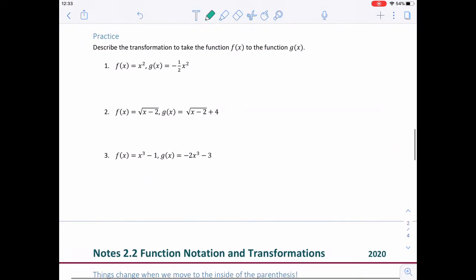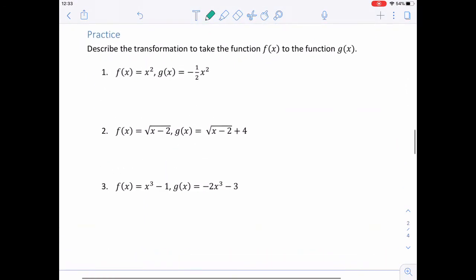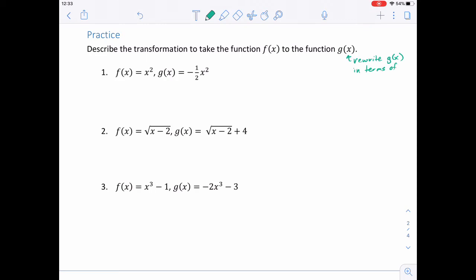So take a second, pause this video, and try these 3 problems on your own. See if you can describe how they've been transformed by taking the function f of x to g of x. So basically we want to rewrite g of x in terms of f of x. So pause this video, try that, and then come back.